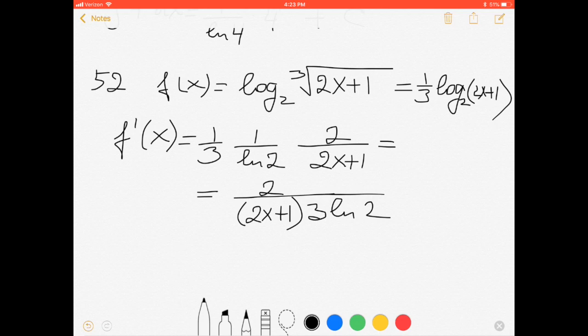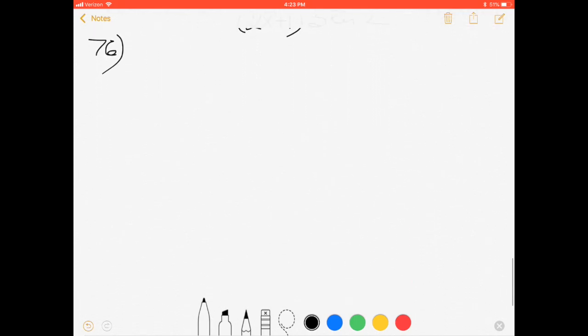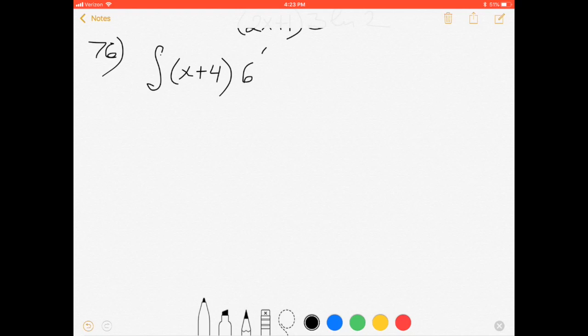One more question. Number 76, for example. Here we need to integrate x plus 4 times 6 to the power of (x plus 4) squared, dx.